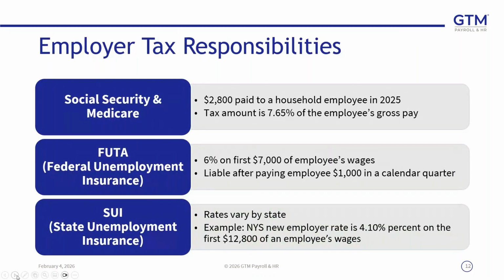So just to review a couple of key points. Household employment tax responsibilities kick in when the $2,800 in cash wages threshold for 2025 is met, or $3,000 for 2026. The family pays 7.65% of their employees' pay in FICA taxes, and they also pay federal and state unemployment taxes if applicable.